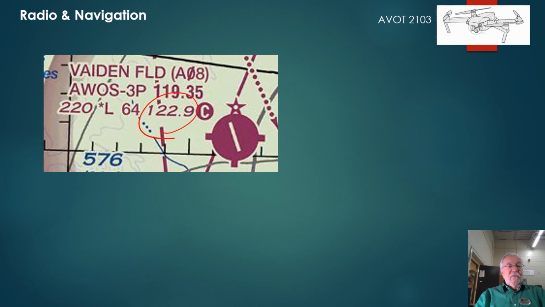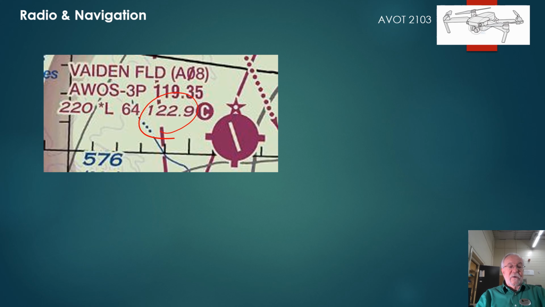But to achieve the greatest degree of safety, it's essential that all radio-equipped aircraft transmit and receive on that same frequency, 122.9 in this case, at this airport, and small UA aircraft monitor this frequency as well, if you have a radio. If you don't have a radio, then you be very vigilant.